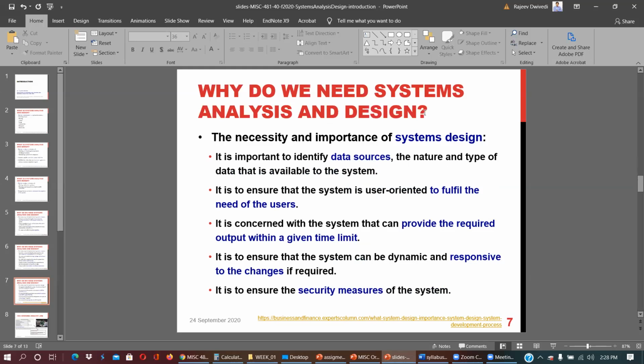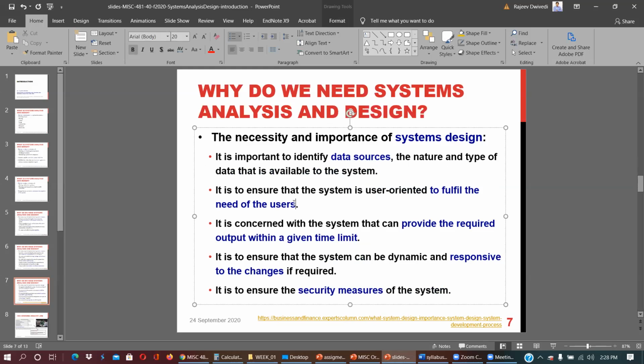The necessity and importance of system design: it is important to identify the sources of the data, and the nature and type of the data available to the system. It is to ensure the system is user oriented and fulfills the needs of the user, meaning the end user has to have full satisfaction with the system. Otherwise, 70 or 75% of systems across the world fail to meet user expectations.